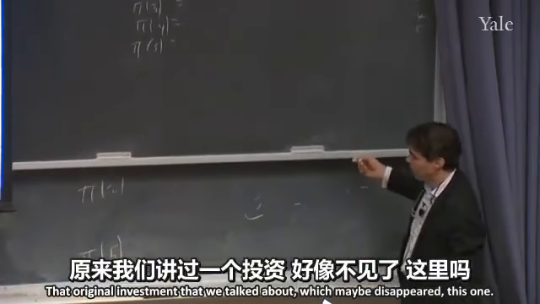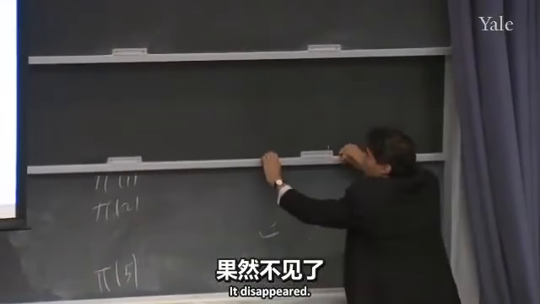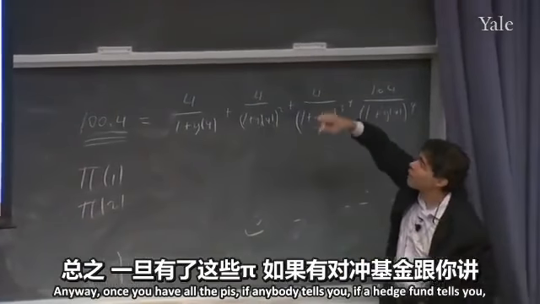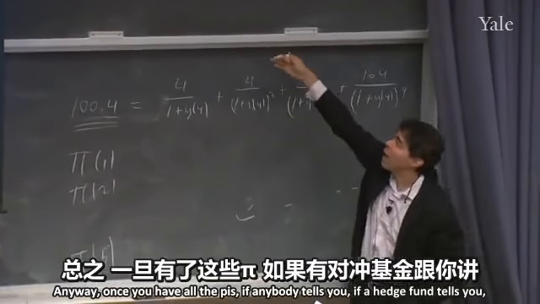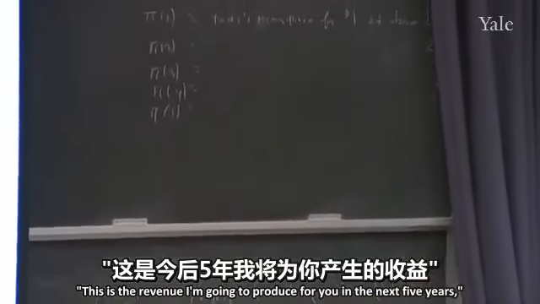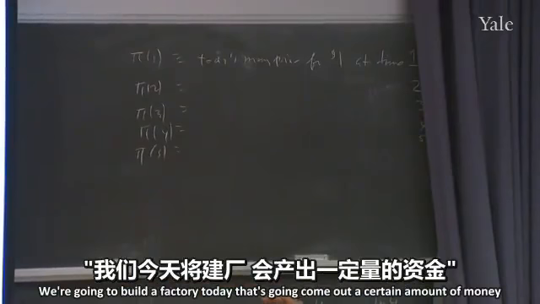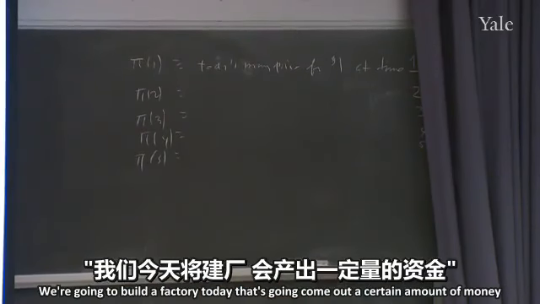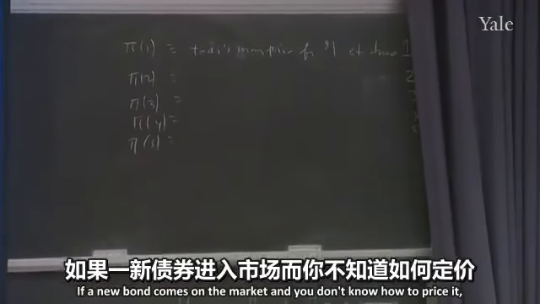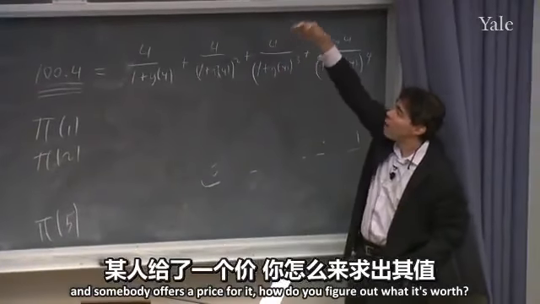That original investment that we talked about, which maybe disappeared. Anyway, once you have all the pies, if a hedge fund tells you this is the revenue I'm going to produce for you in the next 5 years, or if a company says this is our business plan, we're going to build a factory today that's going to cost a certain amount of money, and we're going to get profits in the next 5 years, blah blah blah. If a new bond comes on the market and you don't know how to price it and somebody offers you a price for it, how do you figure out what it's worth?